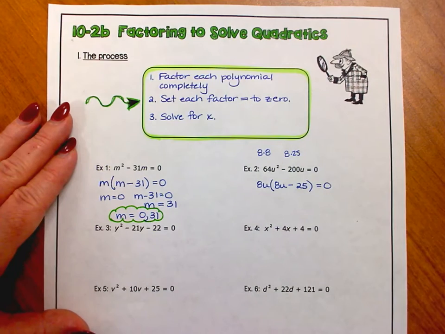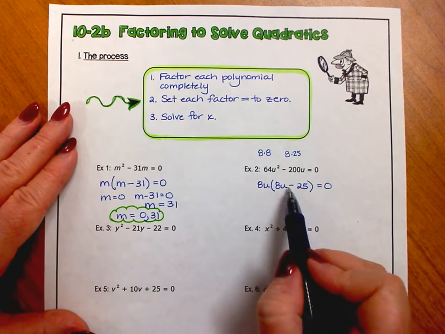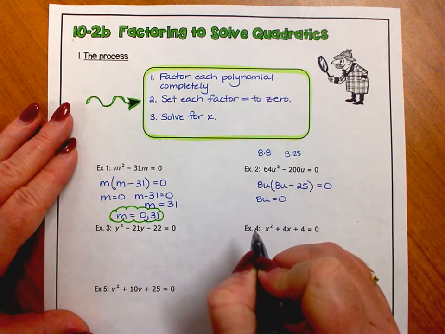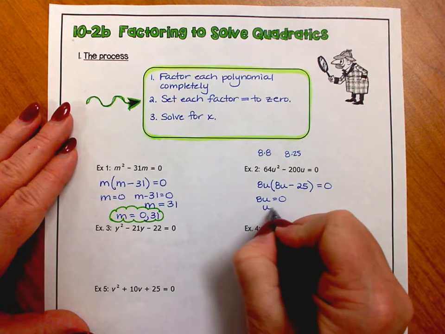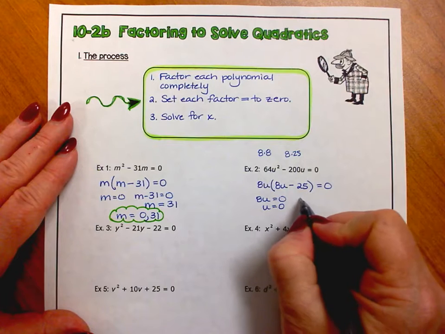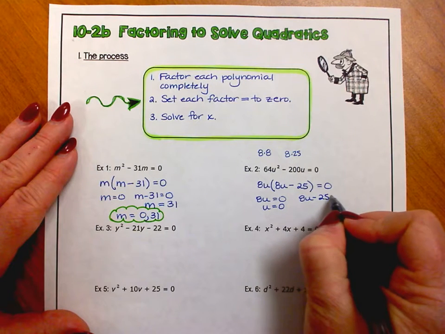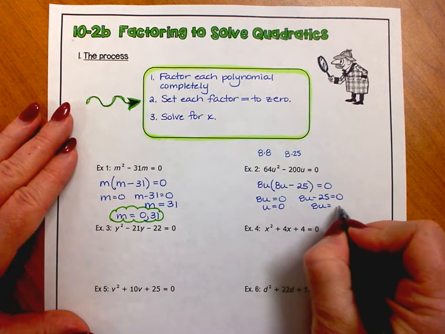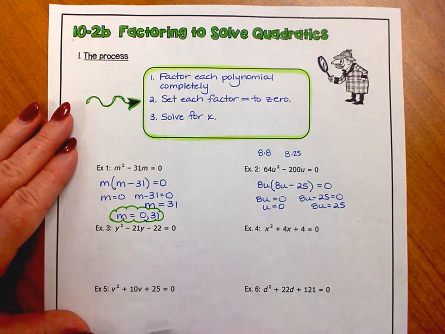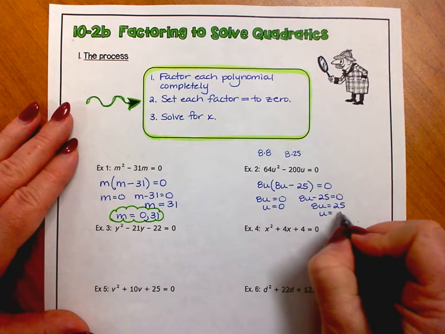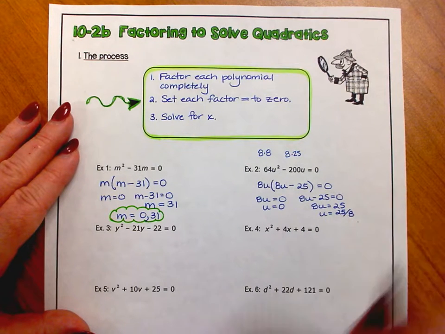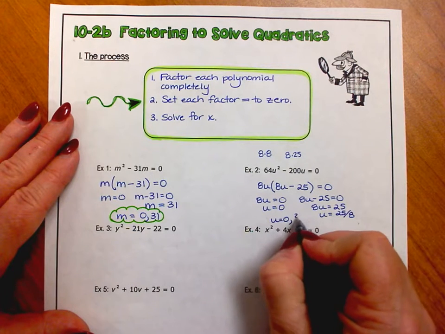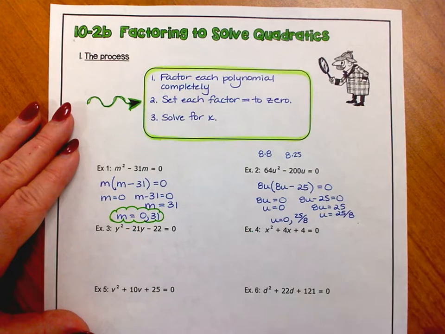Both of those are set equal to 0. Now let's set each of these two factors equal to 0 individually. So we get 8u equals 0, divide both sides by 8, and u equals 0. And then we have 8u minus 25 equals 0. So we will add 25 to both sides, and then divide by 8. And it looks ugly, but the answer is going to be u equals 0 and 25 eighths.